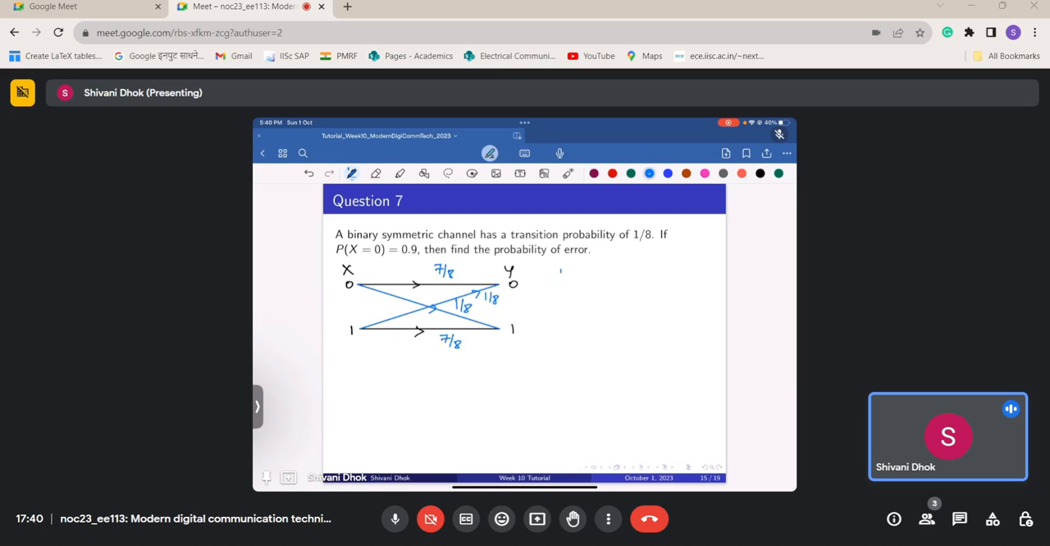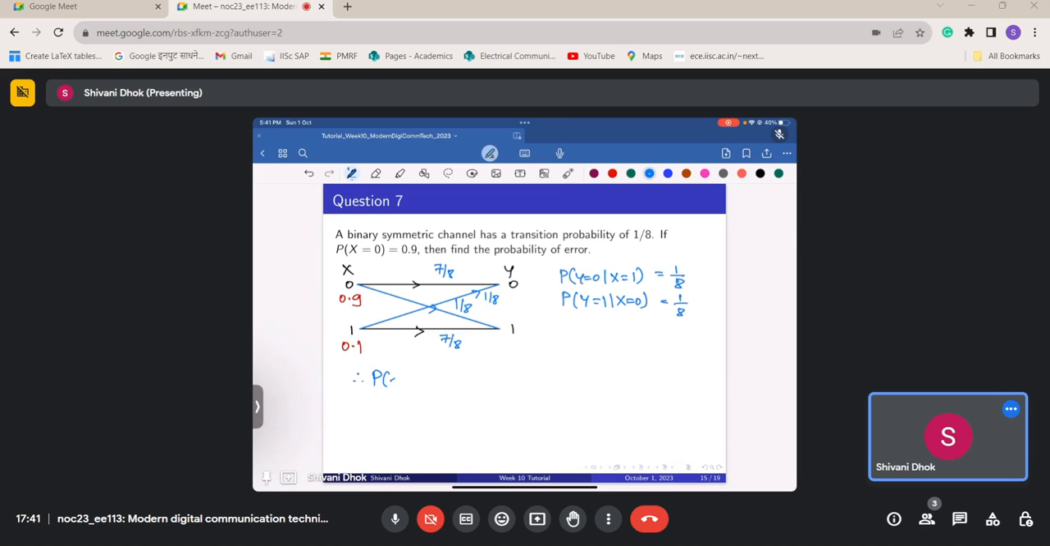So what we are having is PMF of y equal to 0 given x equal to 1 is equal to 1 by 8. Similarly, PMF of y equal to 1 given x equal to 0 is equal to 1 by 8. Okay, therefore also what we have been given is probability of transmitting 0 is 0.9 and probability of transmitting 1 will be 1 minus 0.9, which is 0.1.